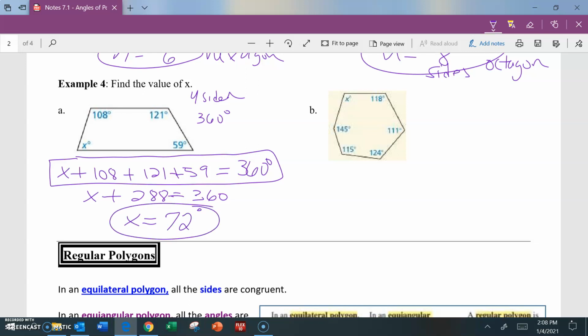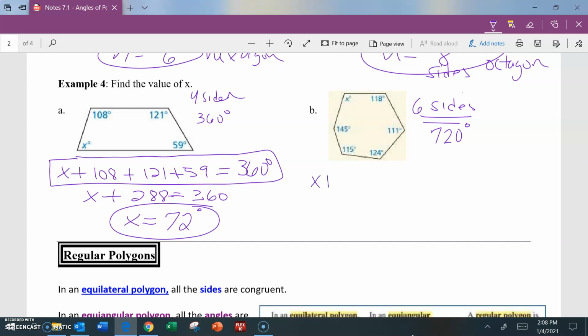So for part B, don't make a mistake where you just set everything equal to 360 because that's what we did in A. This is a 6-sided figure. And if you need to use that formula, n minus 2 times 180, or some people at this point remember how many degrees are in a hexagon. In a hexagon, all 6 angles will add to 720 degrees.